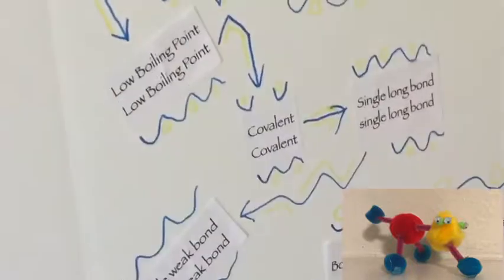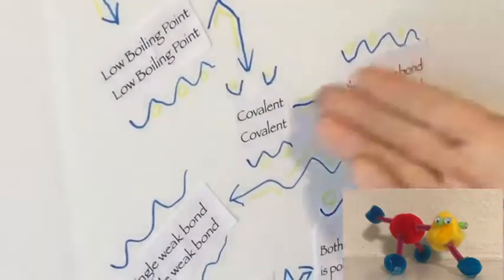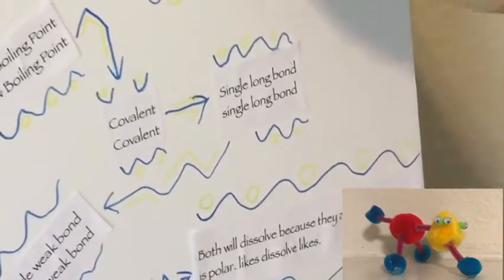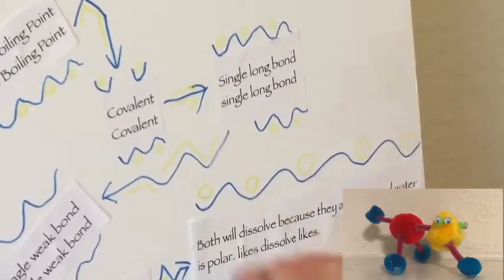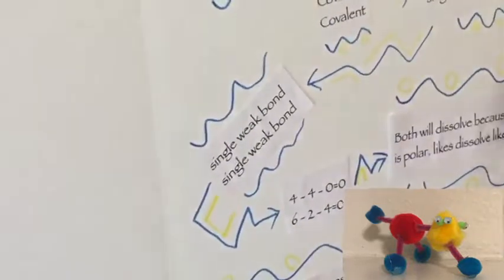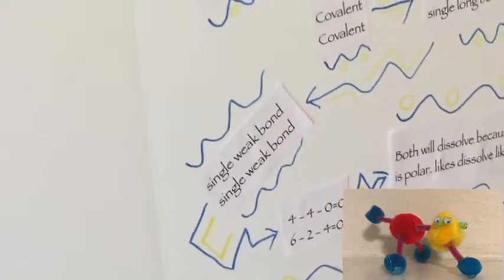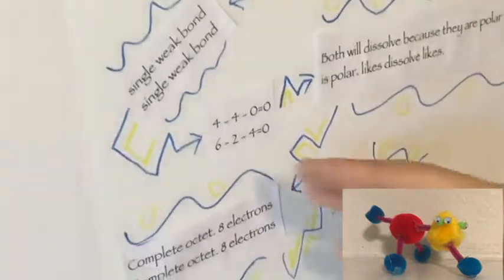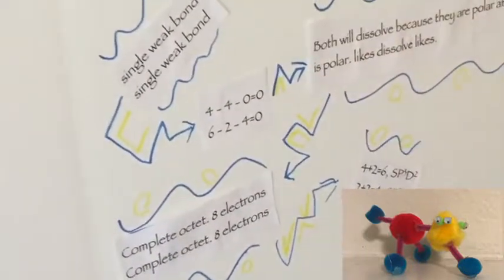And then after boiling point, we move to intramolecular force, which is going to be covalent for all of these because it is all nonmetals with nonmetals. And for the bond length, it is a single long bond for both because there are no double bonds. And for bond strength, they're both single weak bonds because single bonds are the weakest of the bonds. Now for the formal charge on the central atom, it is 4 minus 4 equals 0. And then for oxygen, it is 6 minus 2 minus 4 equals 0.